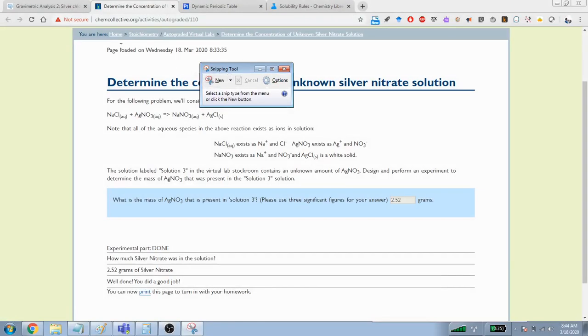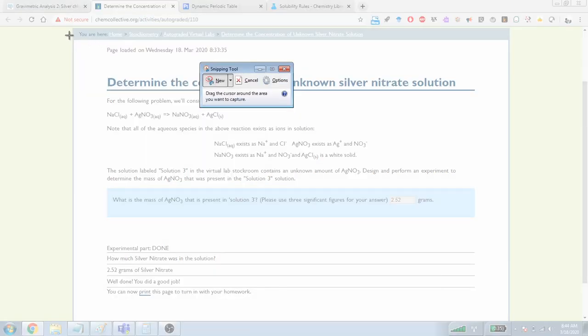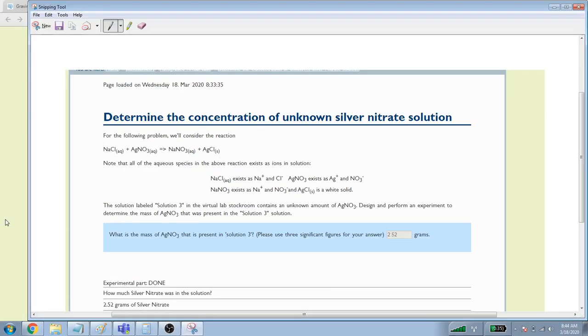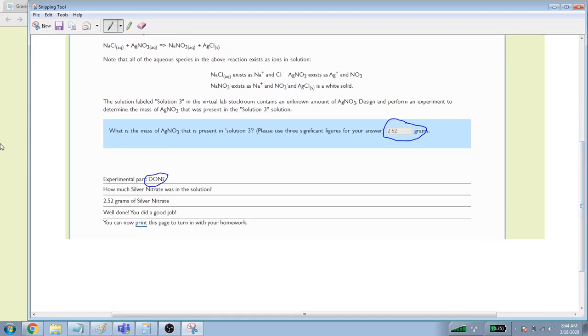Or if you don't know how, you can just ask Google, how do I take a screenshot? So the screenshot has to contain your answer. Your answer has to appear in your screenshot. And right here, the words well done, you did a good job. That has to be in there. That's how I know that you did it right. Those things need to show up in your screenshot.